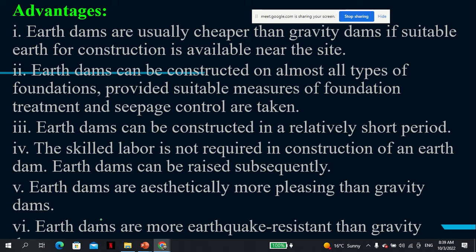Earth dams are aesthetically more pleasing than gravity dams, of course, because this is earth. So you might put some plants, some trees, so that it looks nice. It augurs well with the environment. Earth dams are more earthquake resistant than gravity dams. The reason for this is because they are non-rigid, like we've said.